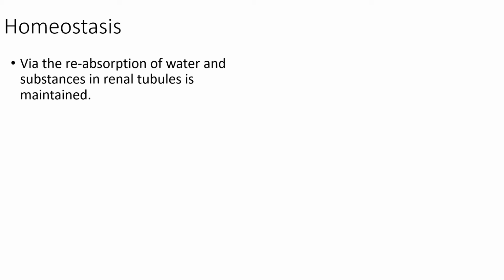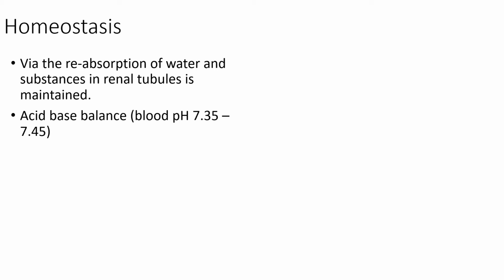So, homeostatic balance in the kidney is achieved via the reabsorption of water and substances in the renal tubules, and also with the maintenance of something called acid-base balance. What is acid-base balance? We're talking about a blood pH of 7.35 to 7.45.